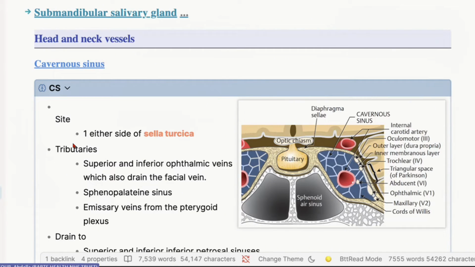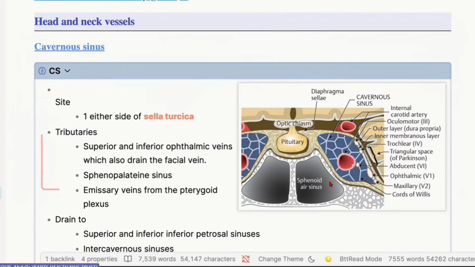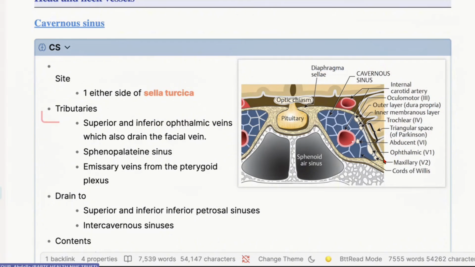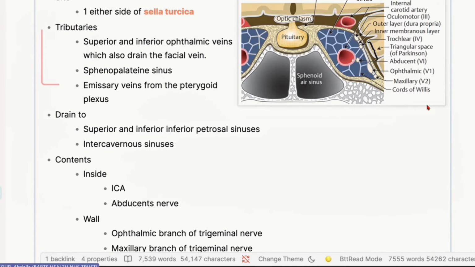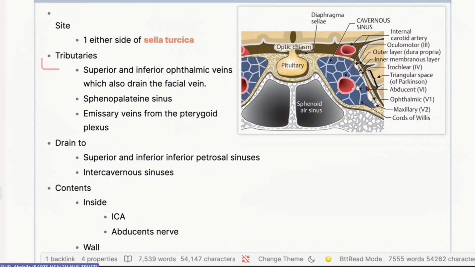You can classify the contents into contents in the wall of the cavernous sinus and in the substance of the cavernous sinus. In the substance, as you can see here, you have the abducens nerve and also the internal carotid artery. And in the wall, you have the fourth, and you also have V1 and V2, so the ophthalmic and maxillary branches of number 5. So bottom line is you have the internal carotid and 3, 4, 5, and 6.